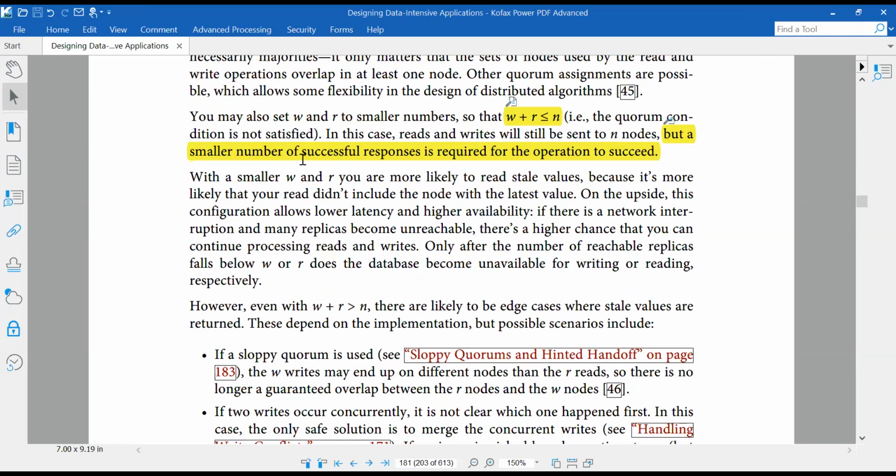So moving ahead, with a smaller number of W and R, you're most likely to read stale values because it's more likely that your read did not include the node with the latest value. On the upside, this configuration allows for lower latency and higher availability. If there is a network interruption and many replicas become unreachable, there's a high chance that you can continue processing reads and writes. Only after the number of reachable replicas falls below W or R does the database become unavailable for writing or reading, respectively.